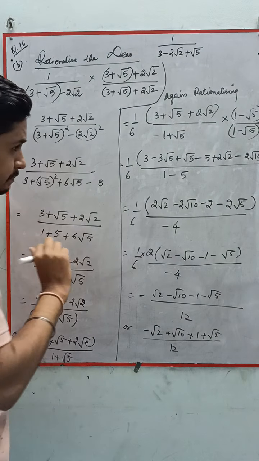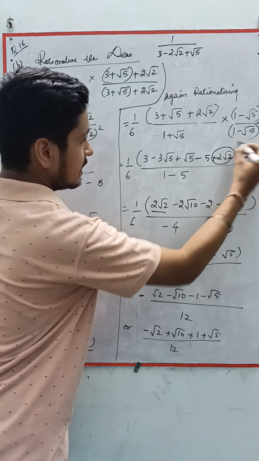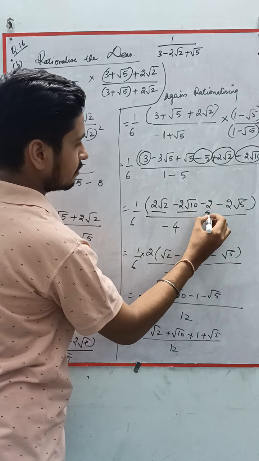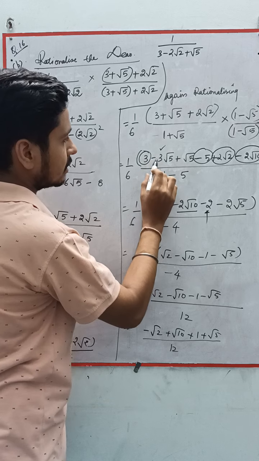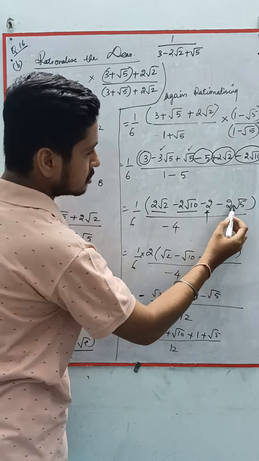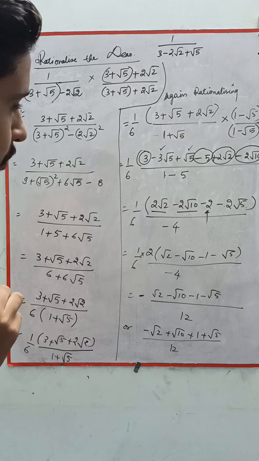Now what? See, this 2 root 2 here. This minus of 2 root 10 here. What is 3 minus 5? Minus 2. What is minus 3 root 5 plus root 5? Minus 2 root 5. 1 minus 5 is minus 4. I hope you understood this.